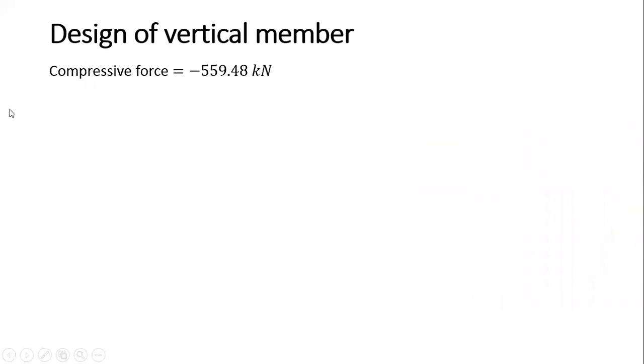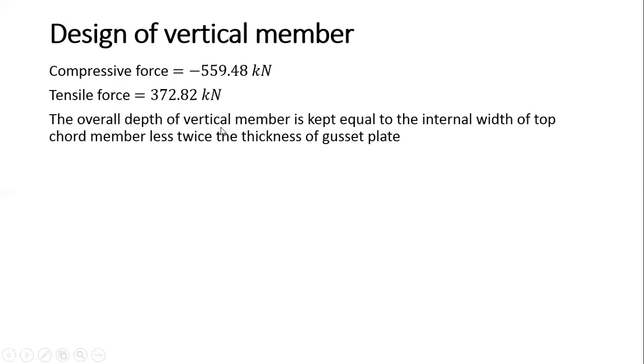Now come to the design of vertical member. In vertical member, the compressive force will be large and the tensile force will be less. Now the overall depth of the vertical member is kept equal to the inner width of the top chord member less twice the thickness of the gusset plate.